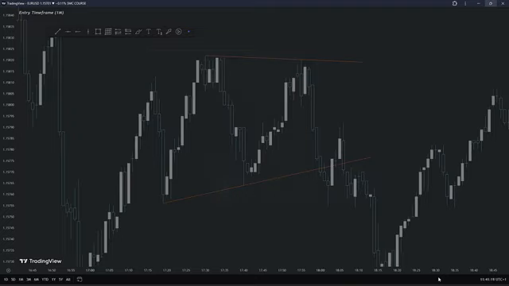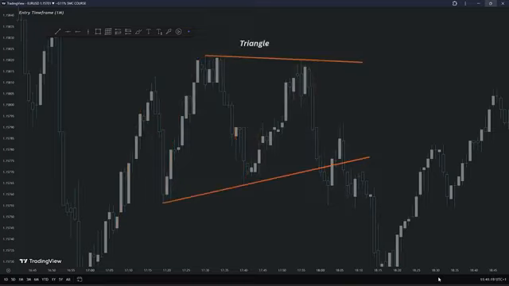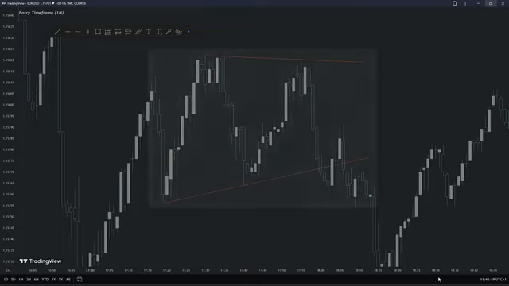I want you to pay attention to this pattern. It might look like a head and shoulders, or a triangle, or anything else. But what really matters is that price started consolidating in these areas. Here, the bottom of the triangle was broken, then it made a pullback, and finally formed this amazing candle.